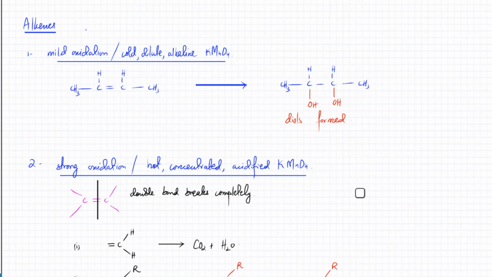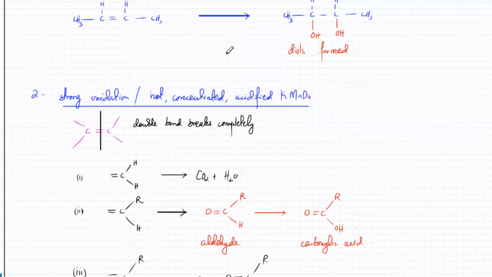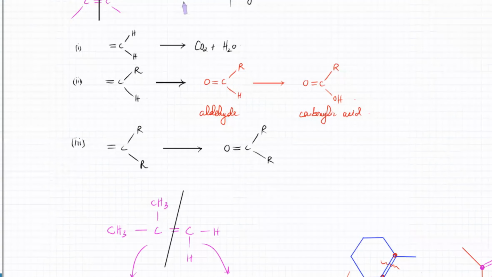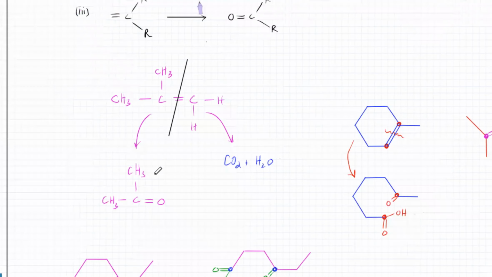So that one was kind of the same AS. You're going to get diols if you have mild oxidation, cold dilute alkaline KMnO4. If it's hot concentrated acidified KMnO4, the double bond would break down completely. And when it did, there were three scenarios. No carbon chain, it would produce carbon dioxide. If the carbon had a single carbon chain, then it would turn into a carboxylic acid. If it had two carbon chains, it would turn into a ketone. And so we did some examples for that.